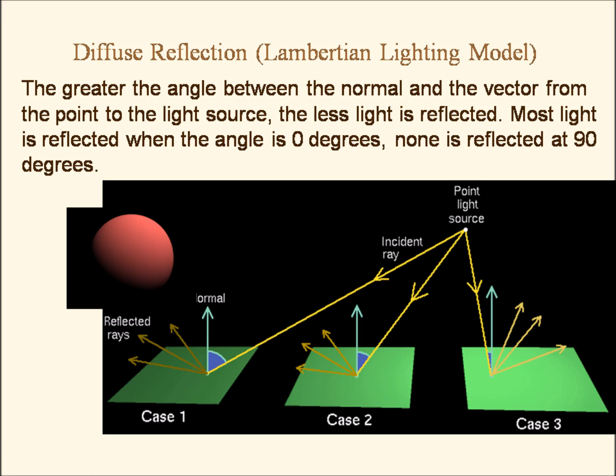Here is the recap of the Lambertian lighting model based on diffuse reflection. Dear student, I have already discussed this model in detail in my last lecture. So as a recap, you can see it on a slide. The greater the angle between the normal and the vector from the point to the light source, the less light is reflected. Most light is reflected when the angle is 0 degrees. None is reflected at 90 degrees. The written sentence and the given conditions are demonstrated very effectively on the figure shown on the slide.